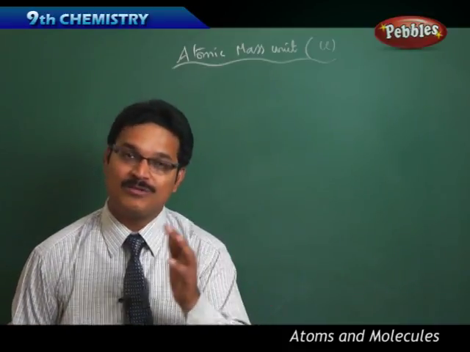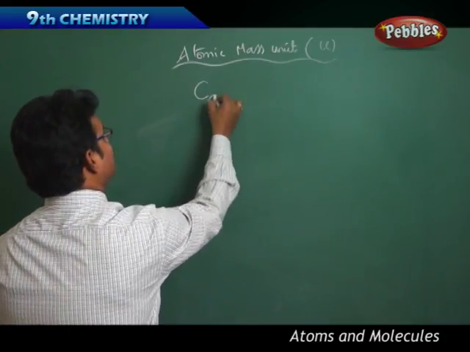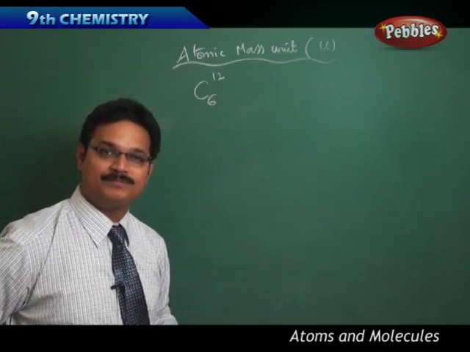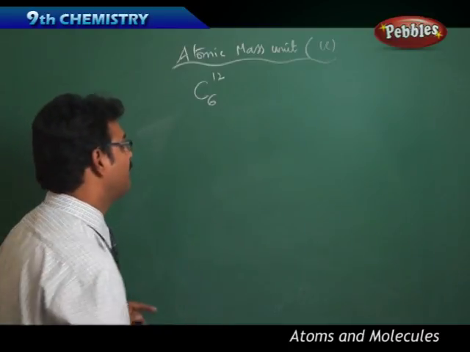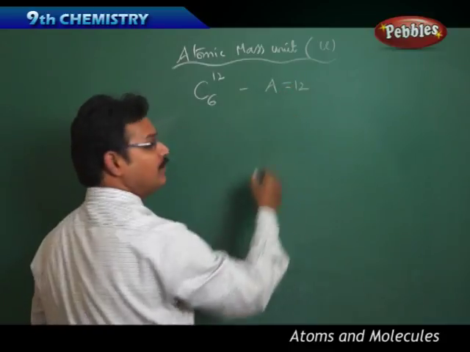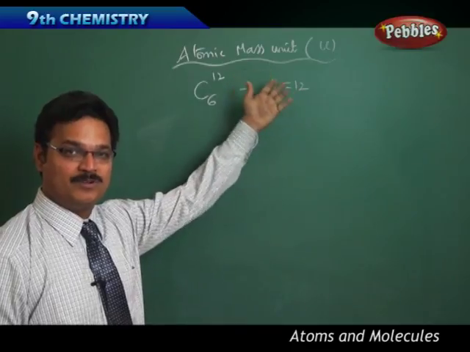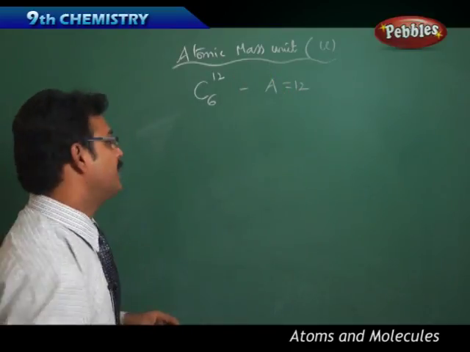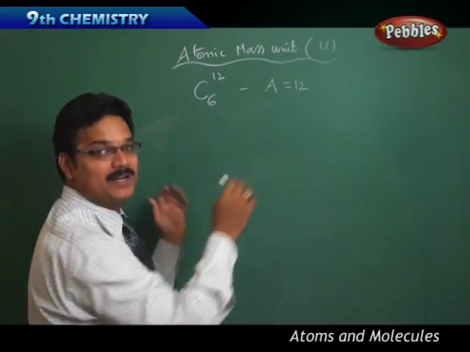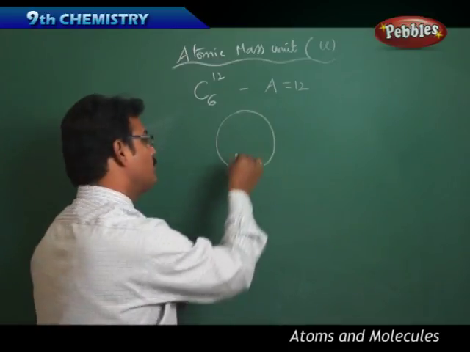So in that course of thinking, they have taken this one, carbon, C-12, the carbon atom. This carbon atom has nucleon number 12, A equal to 12. That means 6 protons, 6 neutrons it has. So then they divided the carbon atom into 12 equal parts. If this is the carbon atom, then divide into 12 equal parts.